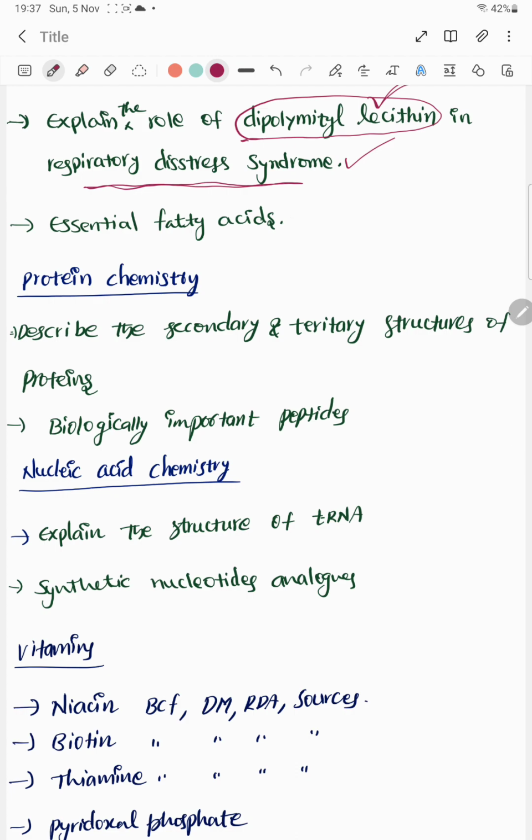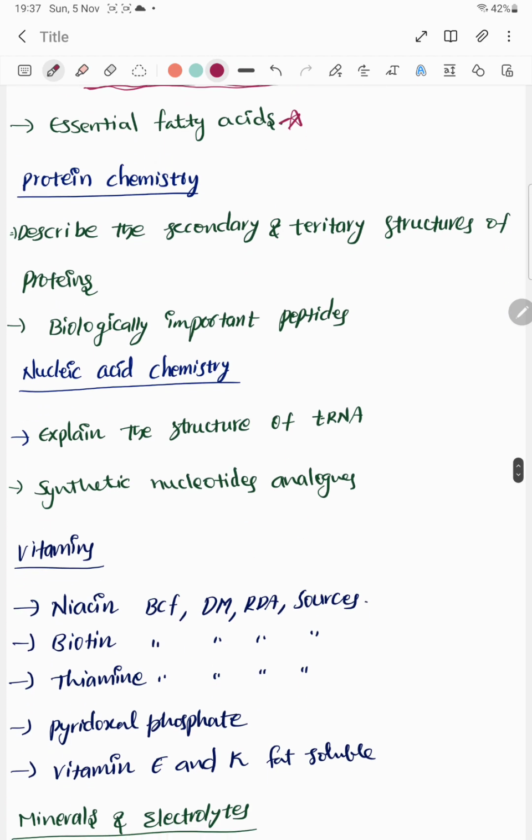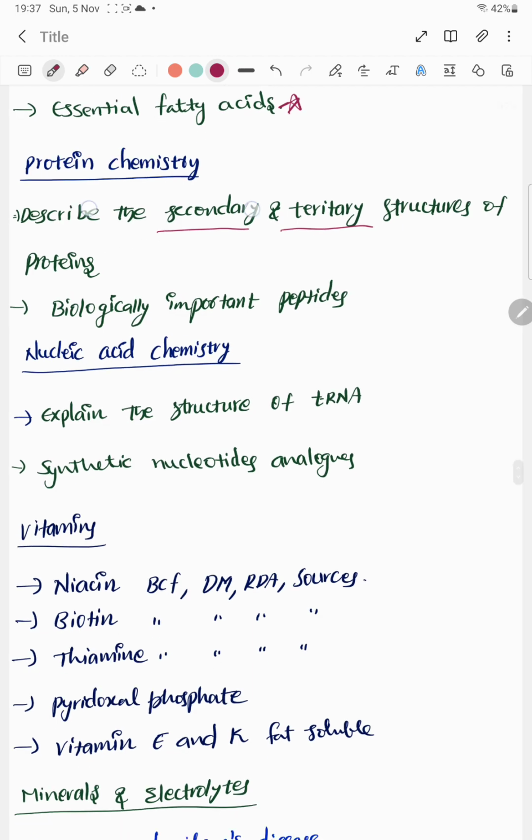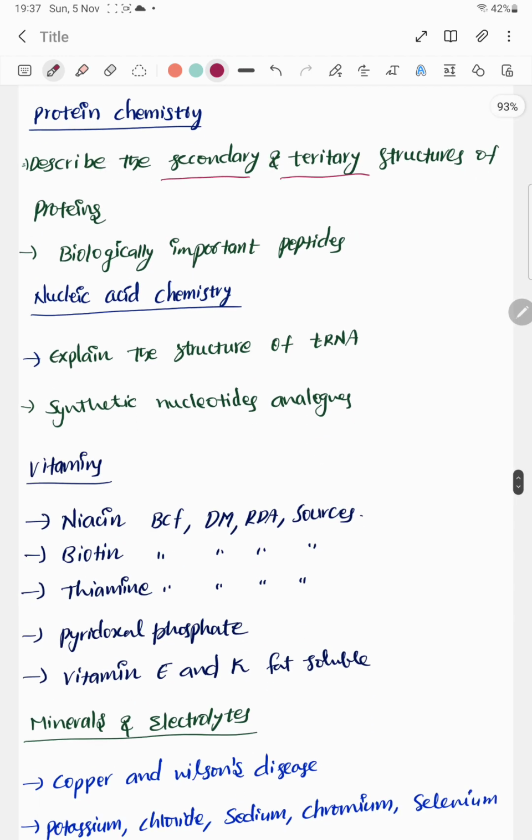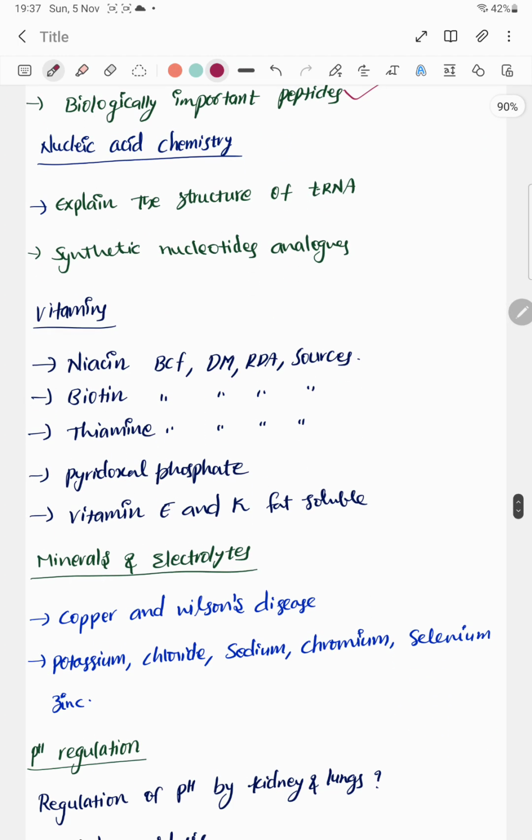Essential fatty acids, just 2 names you have to write: linoleic acid, arachidonic acid and all. So this is also very, very important. So protein chemistry. From protein chemistry, you'll be asked 2 questions: secondary, tertiary structures of proteins and biologically important peptides. These 2 are important, just tick mark. Okay. Nucleic acid chemistry, structure of RNA and synthetic nucleotide analogues, very, very important, star marks.